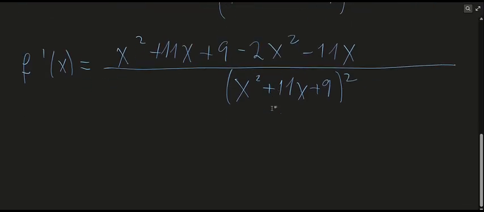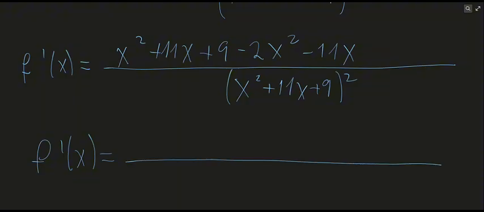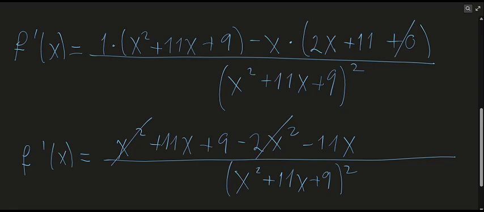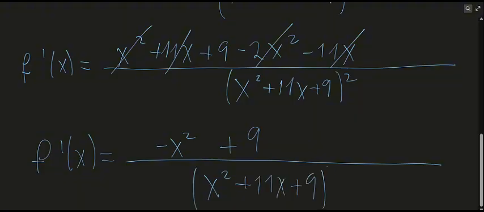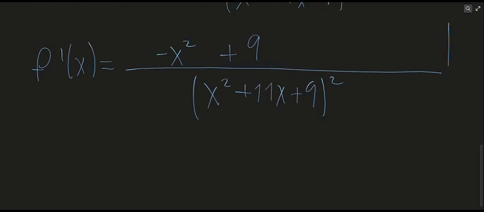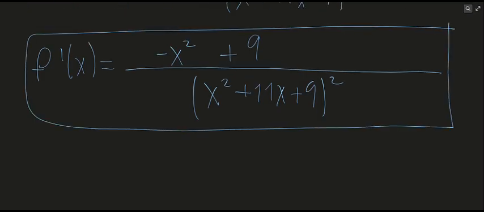Okay, let's clean up the numerator a bit. x squared minus 2x squared. This one and this one go away, so you're left with negative x squared. And then you have plus 11x, that I believe is a plus 11x, minus 11x. So these two just cancel and go away. And then you have plus 9. So you have plus 9 divided by x squared plus 11x plus 9 squared. And that's a good answer to put in a box.